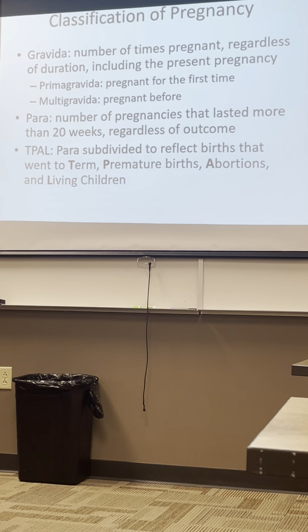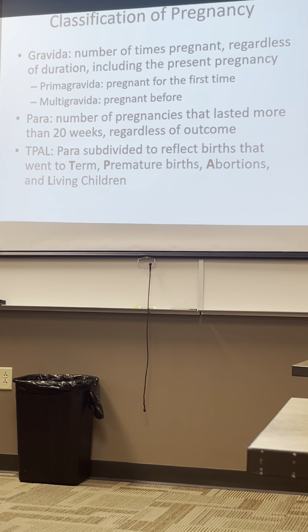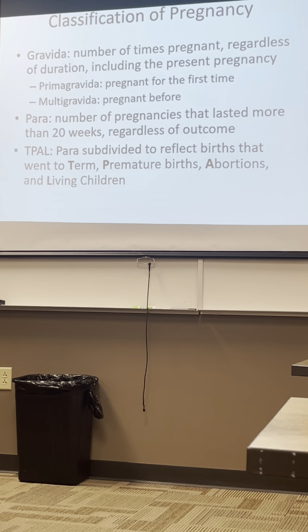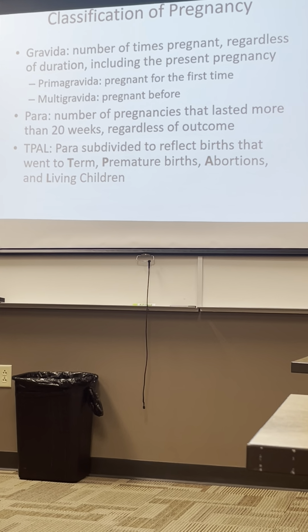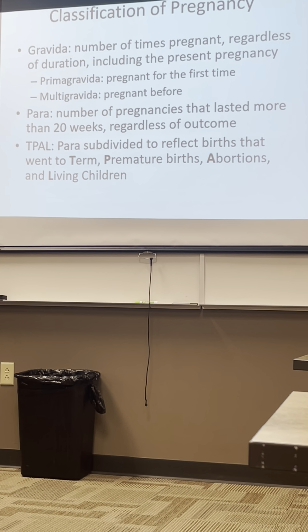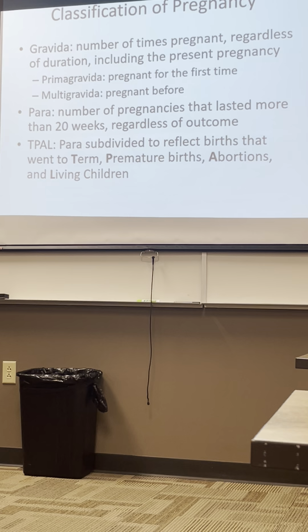Just divided out to G is the number of times pregnant, T is the term, P preterm, A abortions, and L for living children.